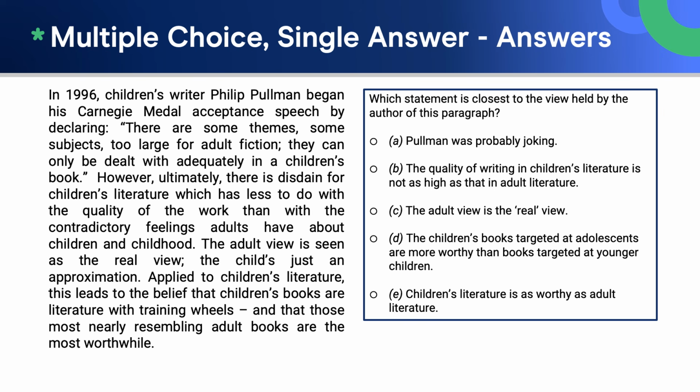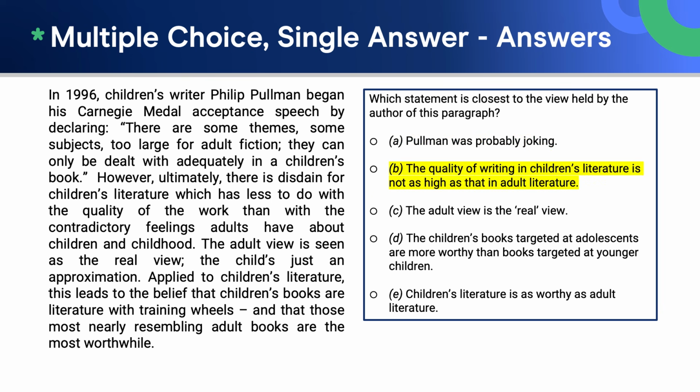Okay, how did you do? Let's take a closer look. Let's go through the answer options one by one. We'll start with A. A is wrong. The author isn't joking. There's no indication of a joke in the text. This is not the view of the author.